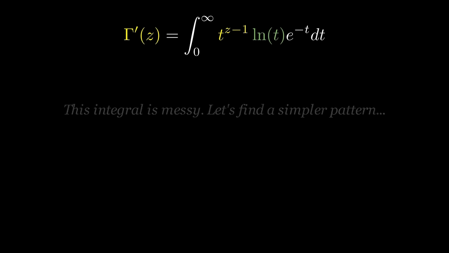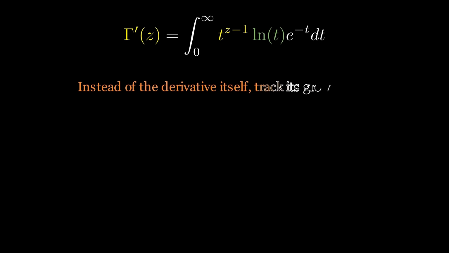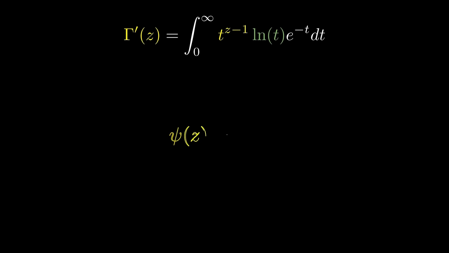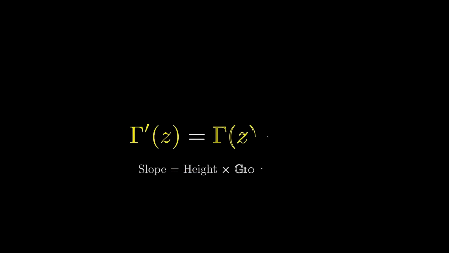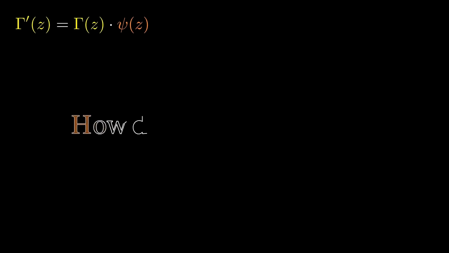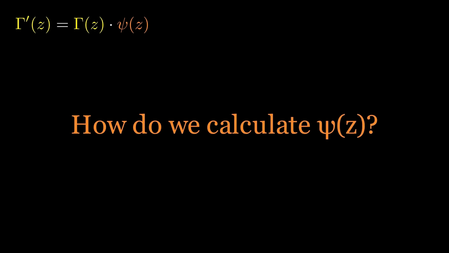So we introduce a helper function that measures relative growth, the digamma function. Define it like this: psi of z equals gamma prime of z divided by gamma of z. This is the same as the derivative of the natural log of gamma of z, because d over dz of the natural log of gamma of z equals gamma prime of z over gamma of z. Now we can rewrite the slope in a clean product form: gamma prime of z equals gamma of z times psi of z. Next, we find a simple rule for psi of z.